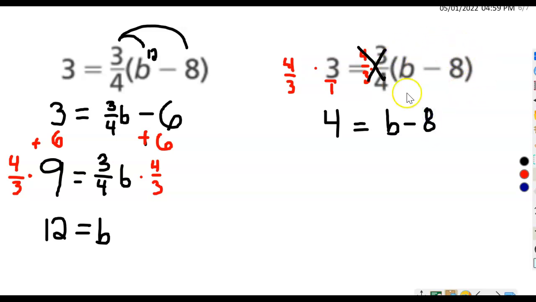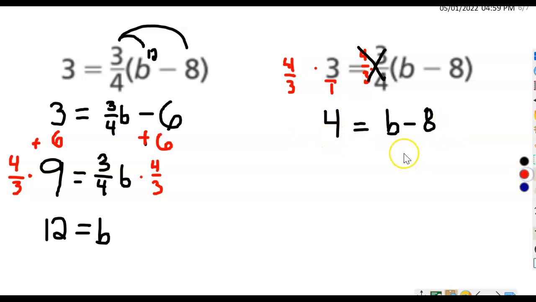What's in parentheses now is all by itself here. We don't need the parentheses. We could take those off because now that multiplying by 3/4 is gone, and we have that equals 4. So this is much easier to look at right now.